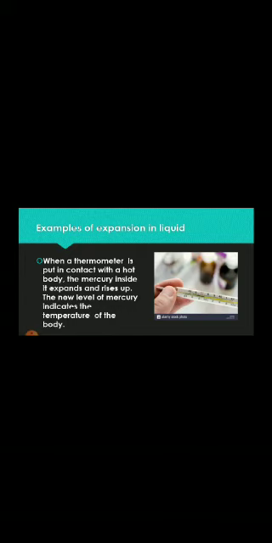So that's why the thermometer is getting heated and the liquid present in it, that is mercury, expands. That's why we can see the reading of the temperature changes and it is rising. And the new level of mercury indicates the temperature of our body. So here what happens, on being heated, the liquid expands. The mercury present in the thermometer expands.